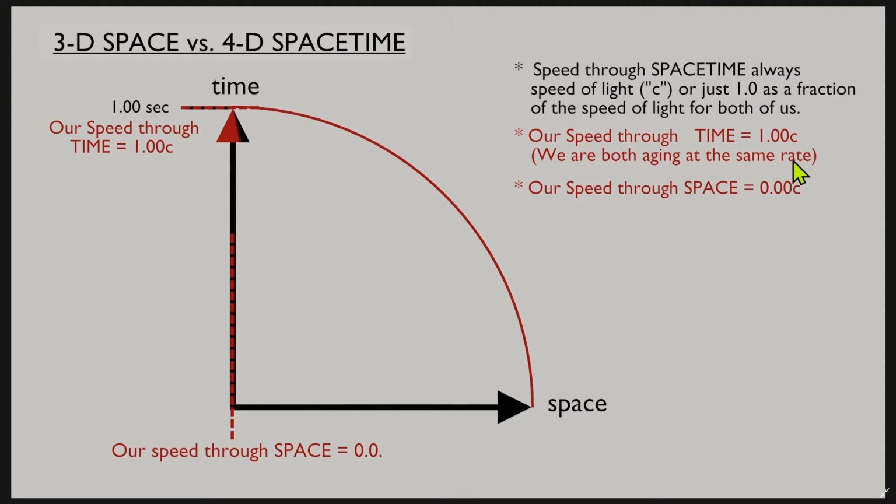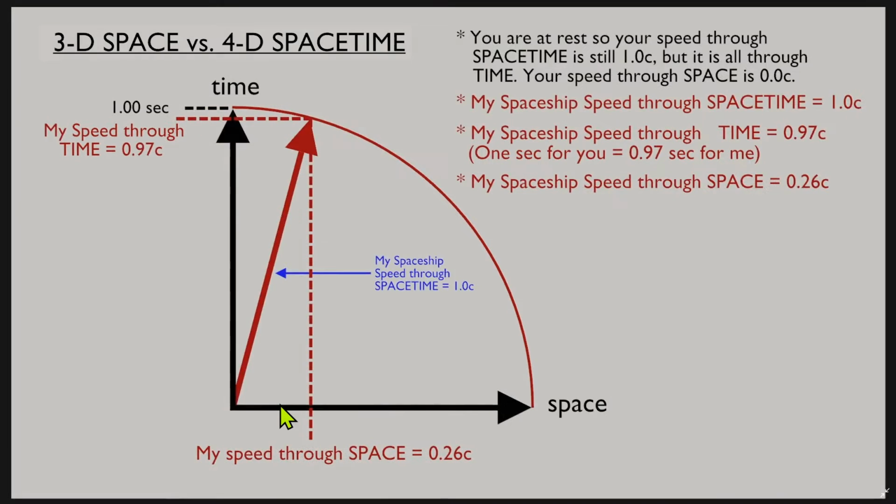So that means our speed through time is a full 1.0 the speed of light. We're moving at the speed of light through time together. We're aging at the same rate. And our speed through space is 0. Let's take a look at another one, and this might help. As we increase the speed between ourselves, in other words, I'm going to get in a spaceship, and I am going to go at, in this case, 26% the speed of light through space. So you see me moving at 26% the speed of light through space.